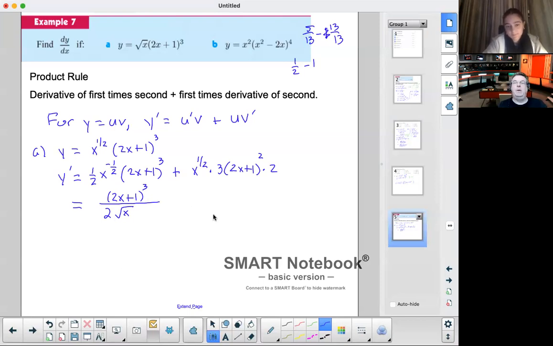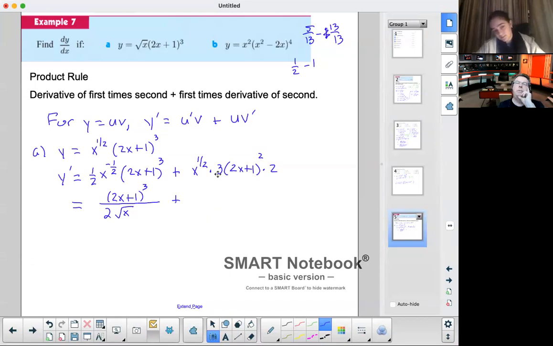This one is a little friendlier. We don't have too much to do here. So the 3 multiplied by 2x plus 1 squared times 2 stays in the numerator. They all do. There's no negative exponents. Okay. So multiply it all by 2. So what would we get? 2x to the 1/2 multiplied by 6, 2x plus 1 squared.